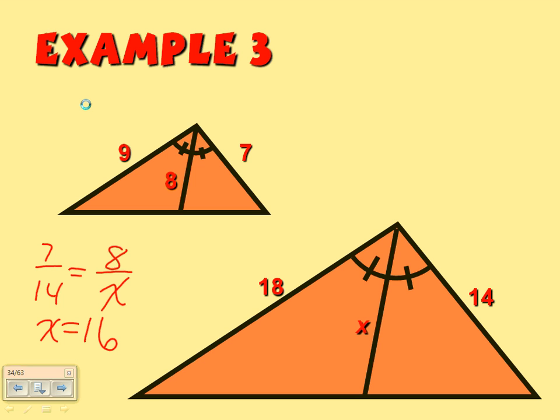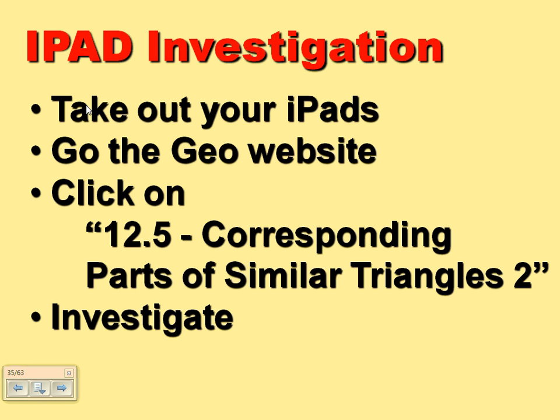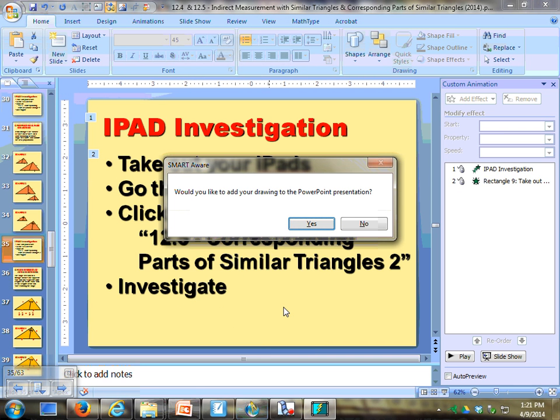Okay. Now we're going to do one more investigation. Go to my website again. Go to my Geo website, go to the secret link, and click on 12.5 corresponding parts of similar triangles, number 2.